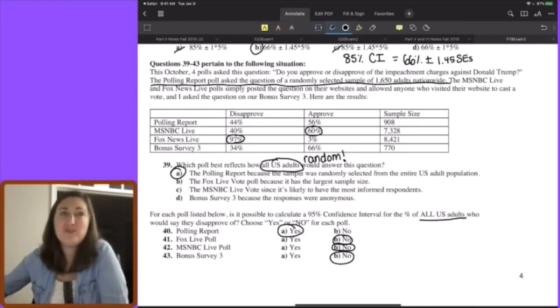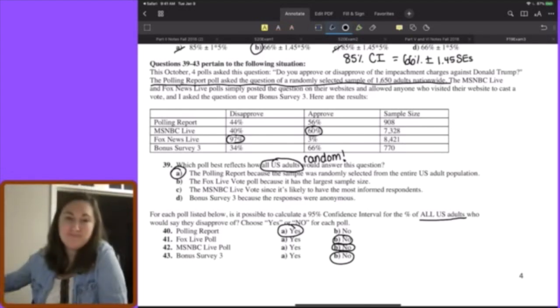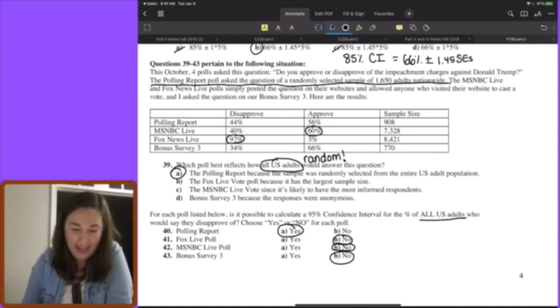Speaking of bonus survey 3, I need to show you guys those results. We'll do that soon. Okay, any questions on this? So, random is best.